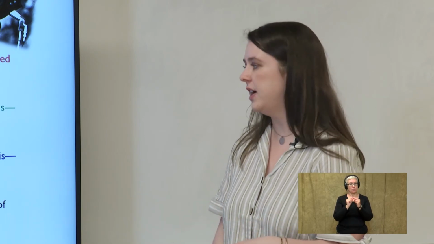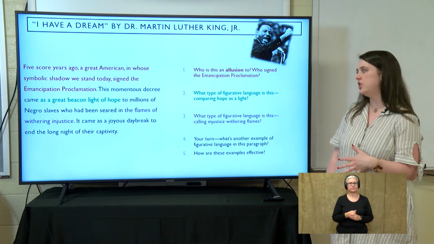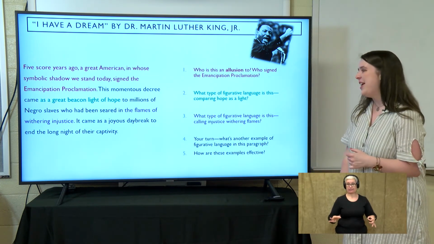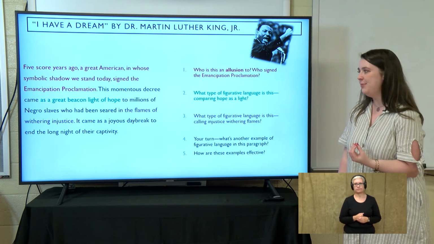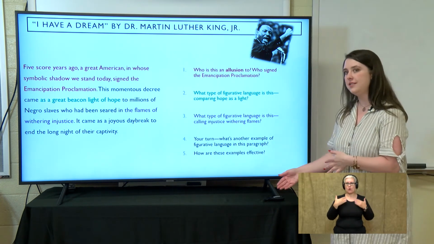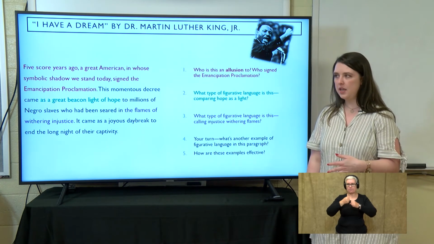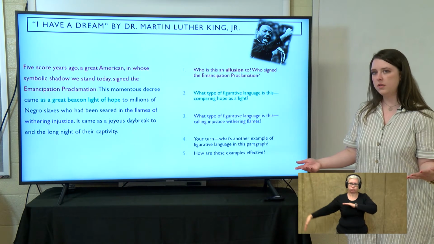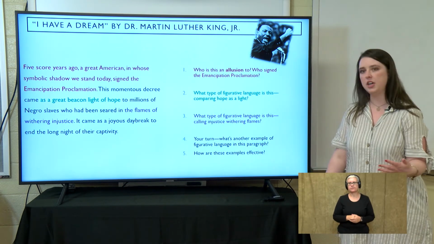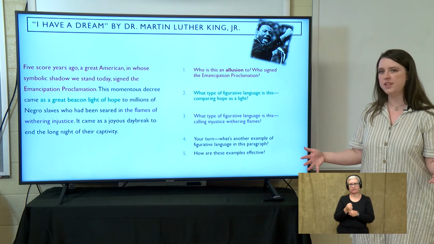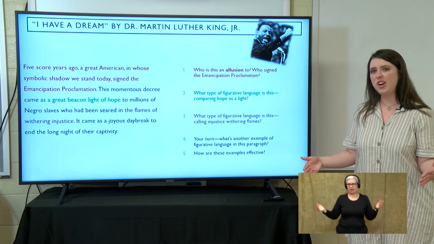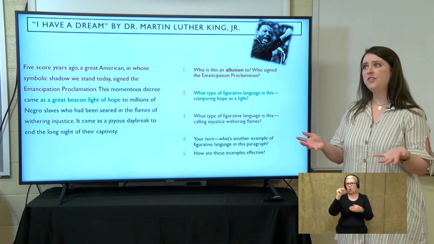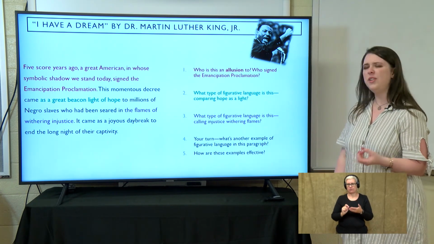So there's at least one more in this. I want you to see if you can find it. What's another example of figurative language in this paragraph? I'll give you a hint. It's in the last sentence. It came as a joyous daybreak to end the long night of their captivity. Again, long night, we know that that's not a long night, that's 100 years, right? Or several hundred years, that's what he's talking about there. That's not one long night, but he's comparing it to that darkness, that lack of hope, that lack of light. Very beautifully written. And think about how are they effective?